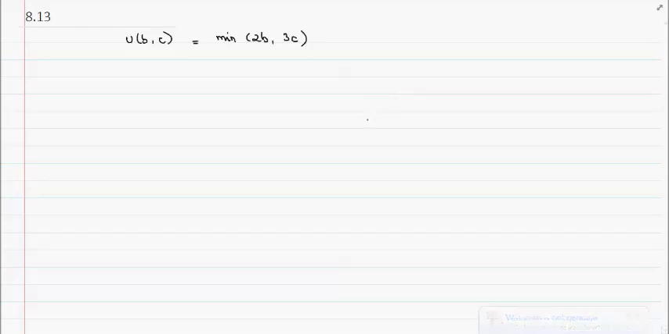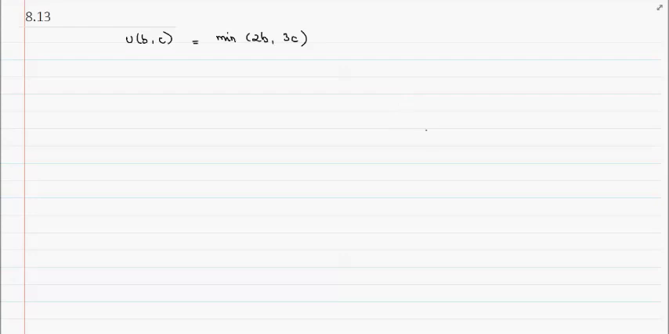Alright, so we're going to do question 8.13. This is a perfect complement case, and I'm going to show you how to find the optimal bundles for this special case. Remember, this is not a well-behaved preference, in which it's not possible to equate the slope of the indifference curve and the slope of the budget constraint to find the optimal bundles.